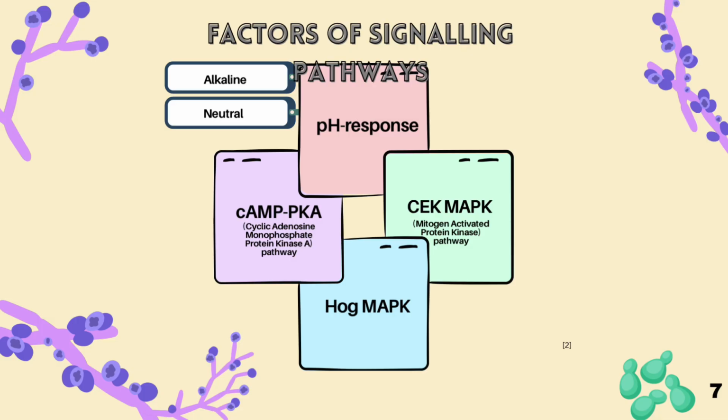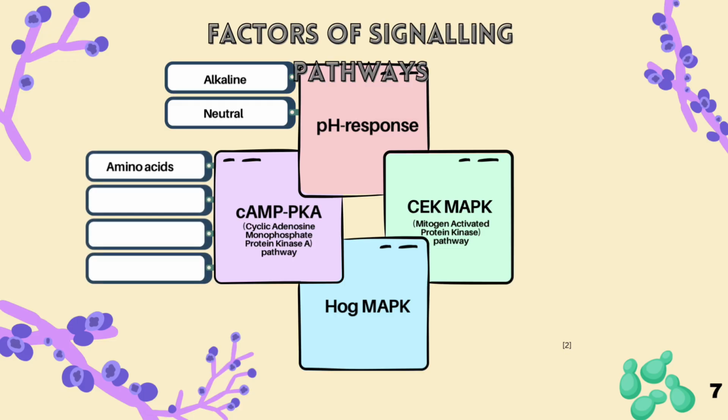Next, moving to the purple box on the left, we have the cAMP-PKA pathway, which stands for cyclic adenosine monophosphate protein kinase A. This pathway is a major hub for sensing nutrients and host signals. It is triggered by 4 things: amino acids, carbon dioxide, GlcNAc, or N-acetylglucosamine, a sugar found in the cell wall, and last but not least, serum. When this pathway is turned on, the fungus becomes more aggressive to grow.